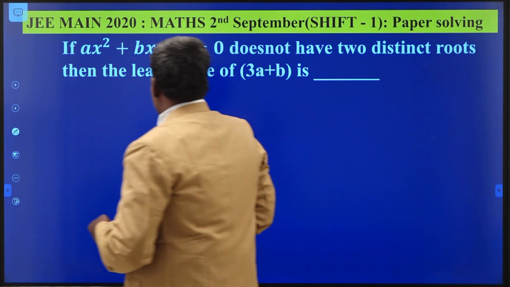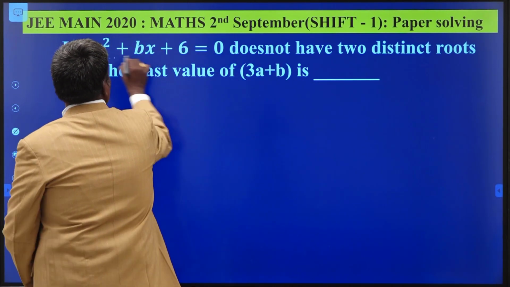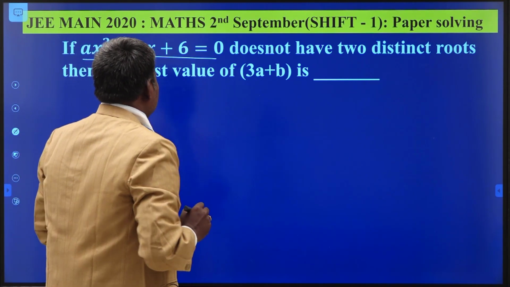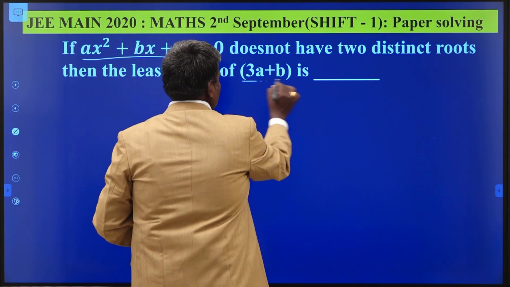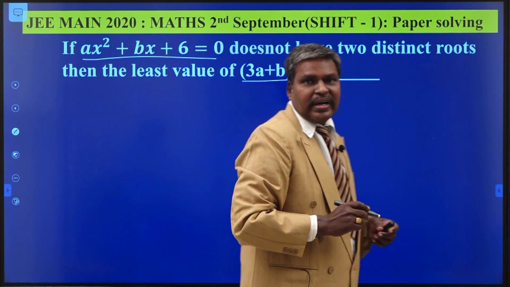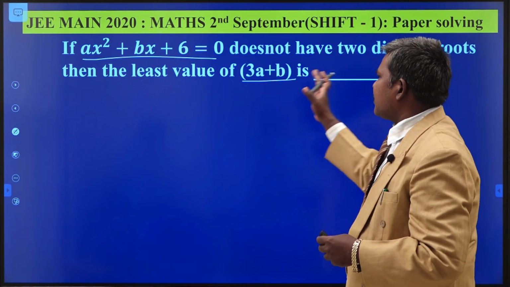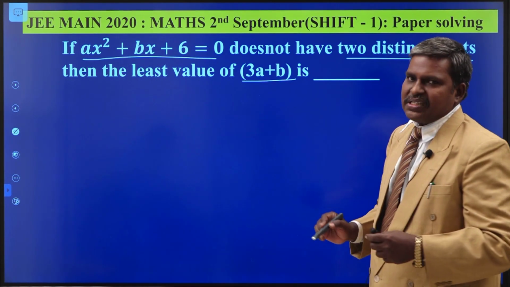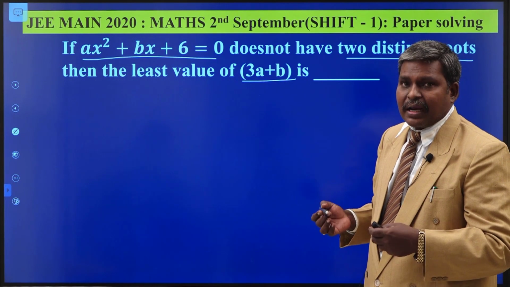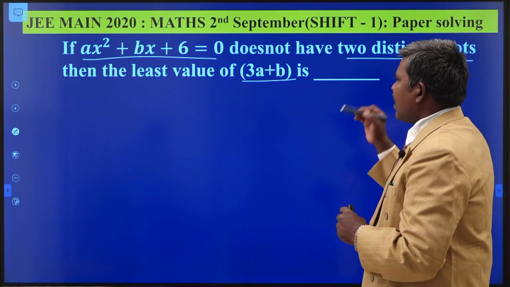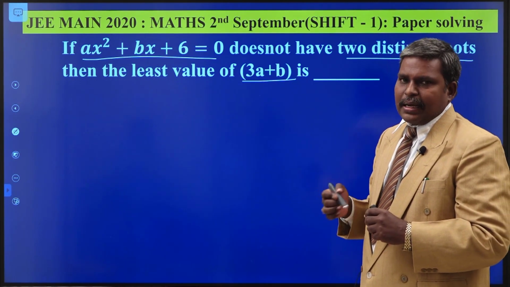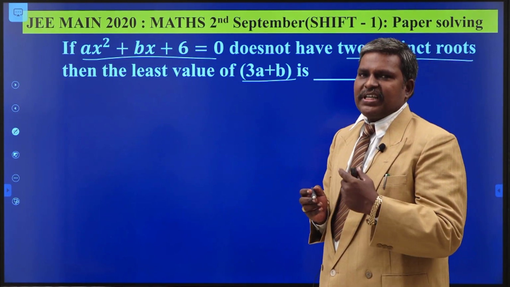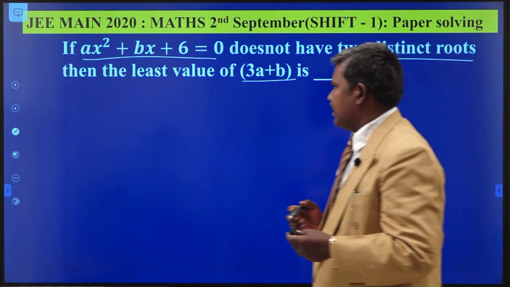If ax square plus bx plus 6 equal to 0 does not have two distinct roots, then the least value of 3a plus b is what? So some quadratic equation is given to you, that is ax square plus bx plus c equal to 0, which does not have two distinct roots. That means the roots may be imaginary or equal. So b square minus 4ac is less than or equal to 0. It is not greater than 0. If it is greater than 0, your roots are real and distinct.